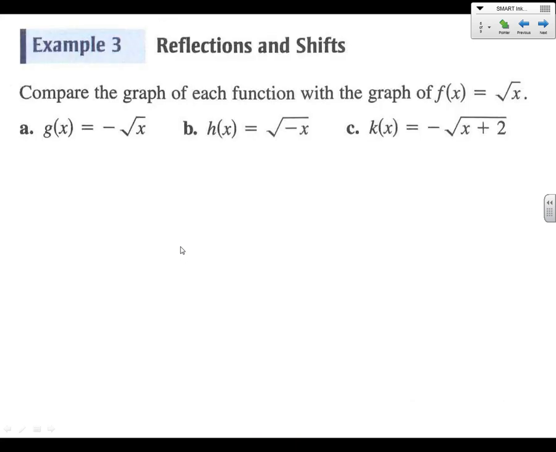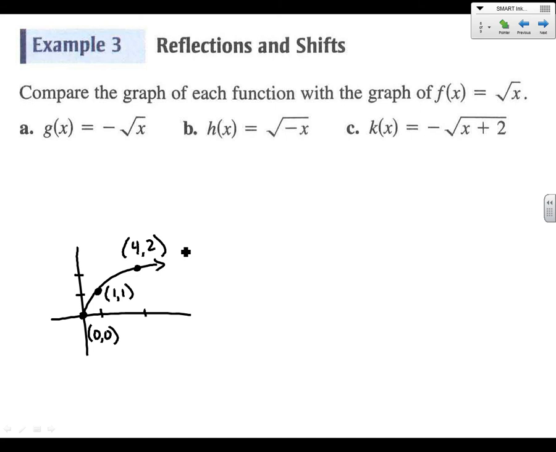Okay, so let's take a look at these. Compare the graph of each function with the graph of the parent function, square root of x. So just let me throw that up there real quick. The parent function of the square root looks like that, and a couple important points: 0, 0. The square root of 1 is 1, so that's on there. And then the square root of 4 is 2, so that's also on there. 4 comma 2 is also on the square root graph.